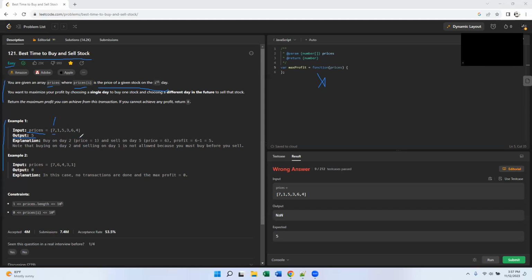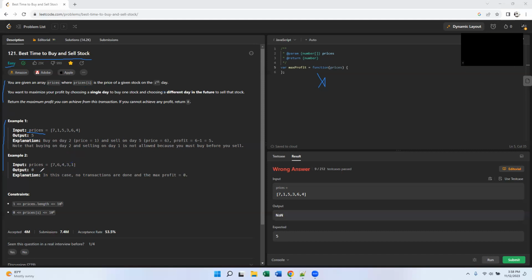But that we don't have to do. Now let's go to the other input as well and see what it says. So here it looks like the input is in sorted decreasing order. So if we buy stock on any particular day and sell it in the future, we won't be getting a profit of more than 0. So that's why we're returning 0 as the output.